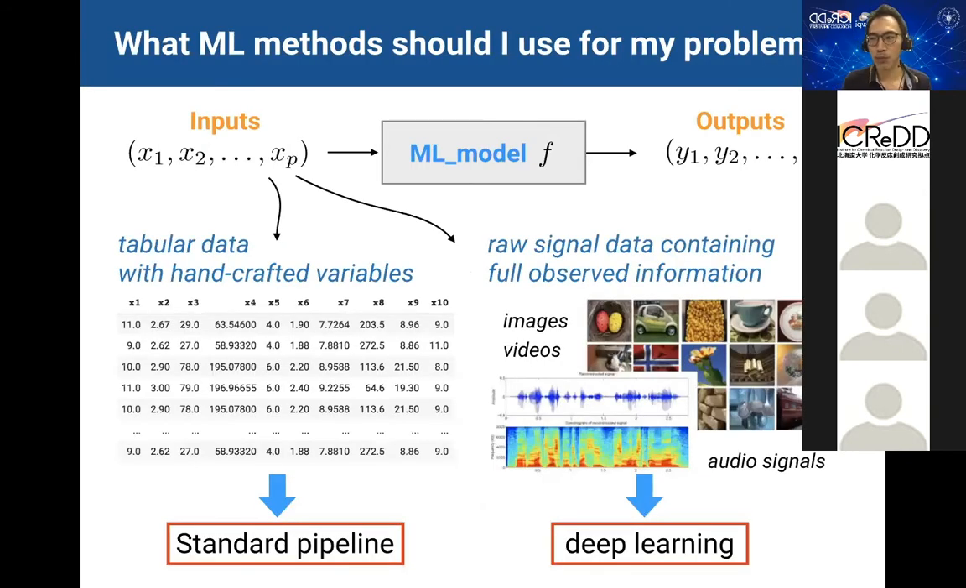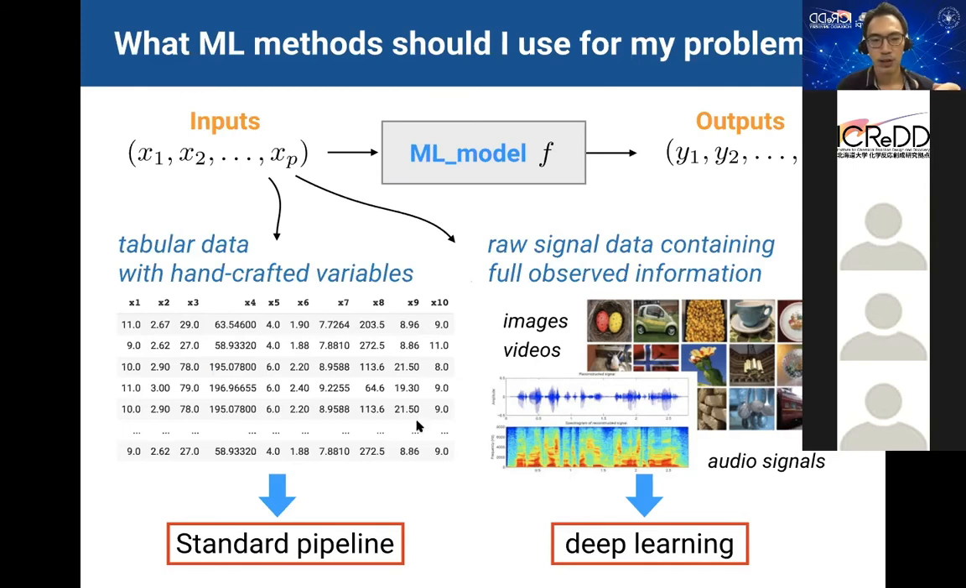So if the data and the setup seem right, the next problem is what machine learning algorithms we should use for a given problem. And this is a recommended pipeline here. If your data is something like this one, tabular data with some handcrafted or manually chosen values, measurements, or some handcrafted amount by calculation, then probably you can use the standard machine learning pipeline. But if it is raw signal data containing the full observed information, like sounds observed by a microphone or images observed by a camera, then another option is to apply deep learning. So we split these two scenarios.